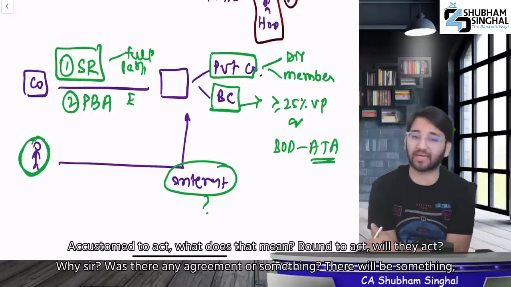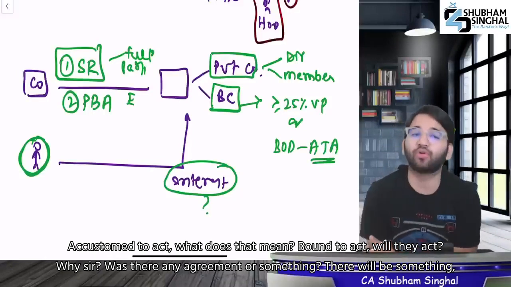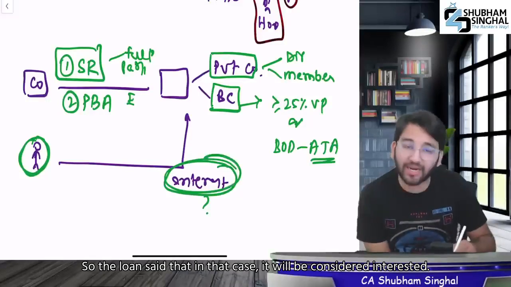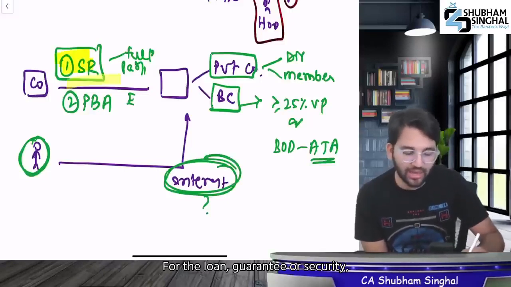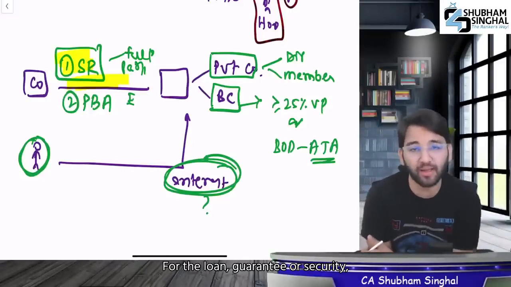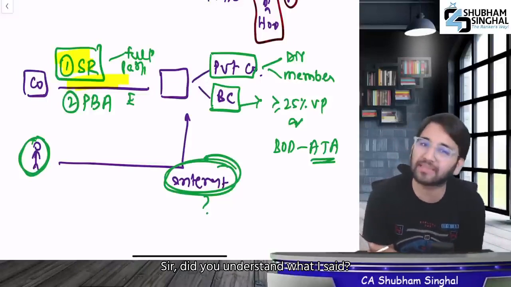Okay, accustomed to act, what does that mean? It means they are bound to act, because there must be an agreement, right? The law says in that case it will be considered interested. And if even one director is interested, then this loan, guarantee or security will have restrictions, meaning two conditions apply. Is this clear till here?